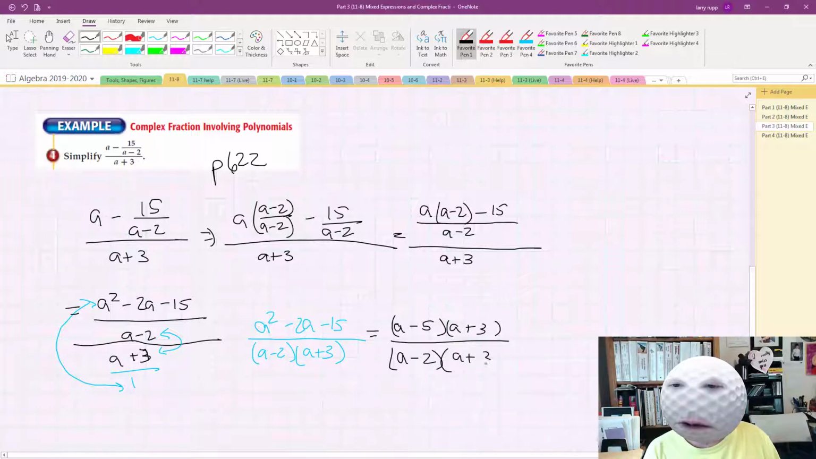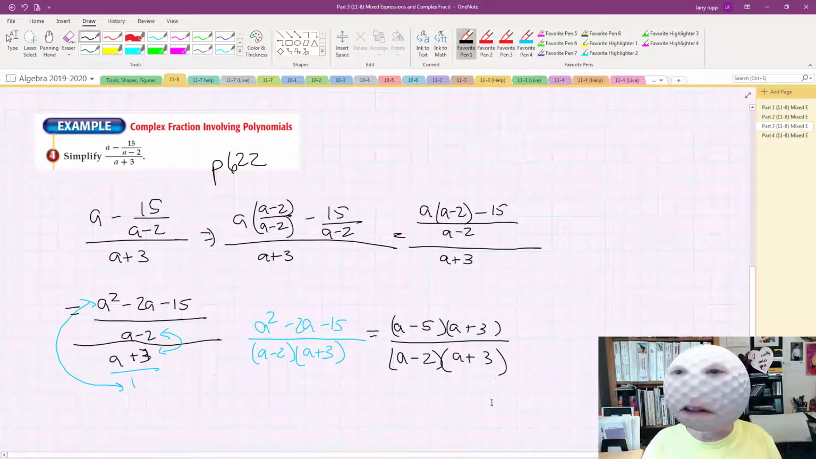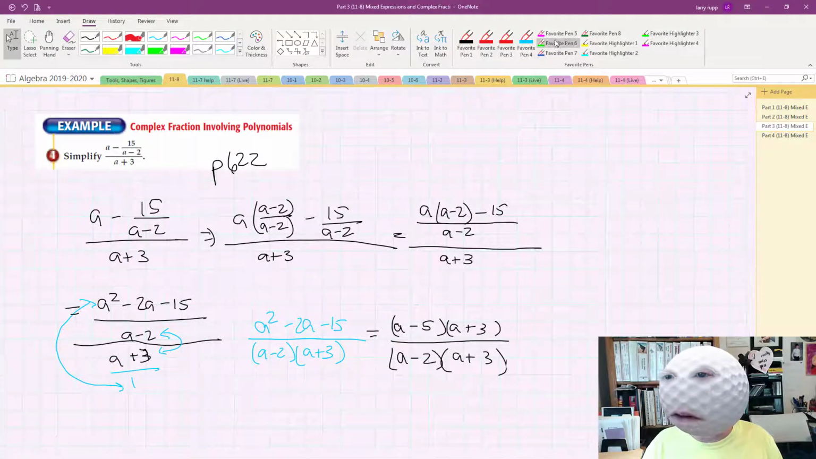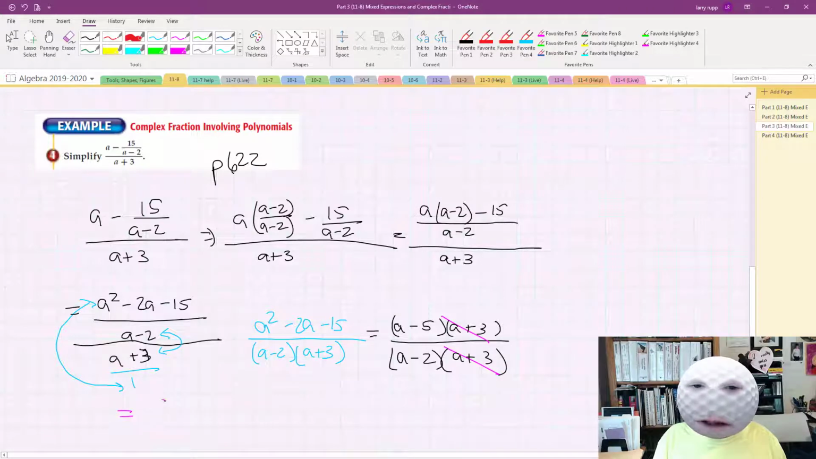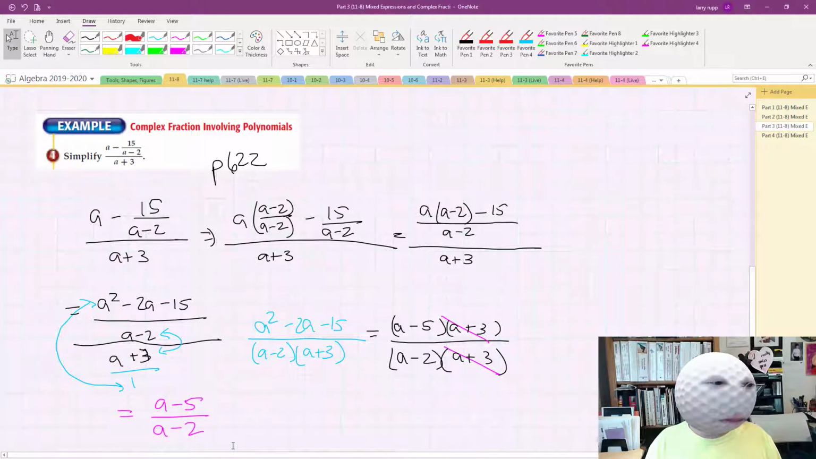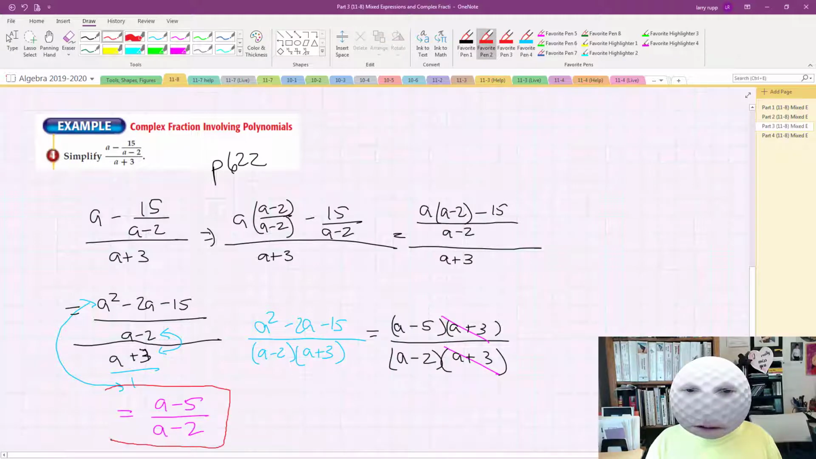times a plus 3. Oh, you know what's coming now, don't you? Oh yeah. We're going to get out a whole different color now. So this a plus 3 cancels that a plus 3. And down here you're left with a minus 5 over a minus 2. And that, my friends, is how it's done.